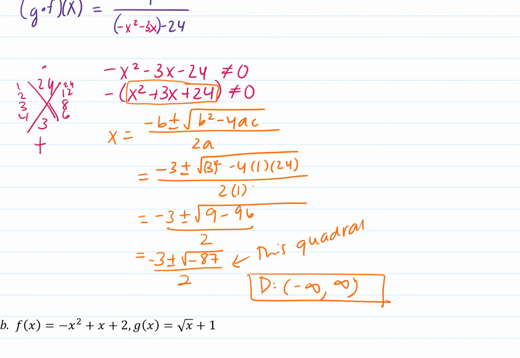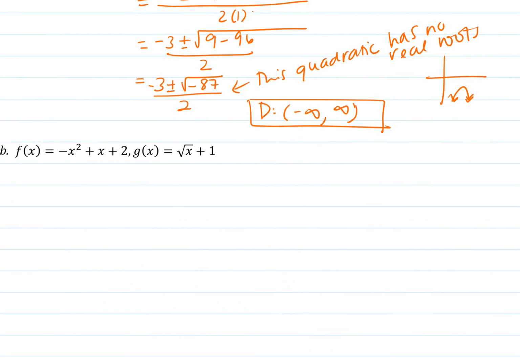Again, we're saying that this quadratic has no real roots. It would look, for example, something like this, right? It's concave down because the leading coefficient is negative, and it just won't touch the x-axis, so there's no danger of dividing by 0. Okay, let's take a look at our next example.